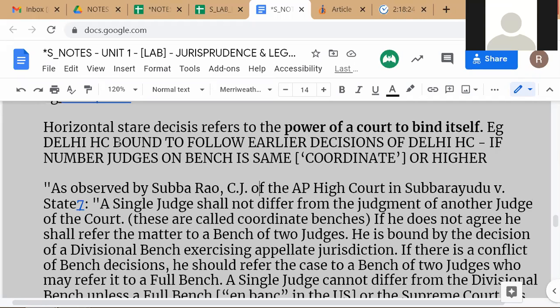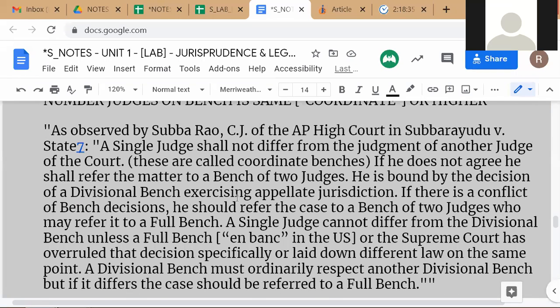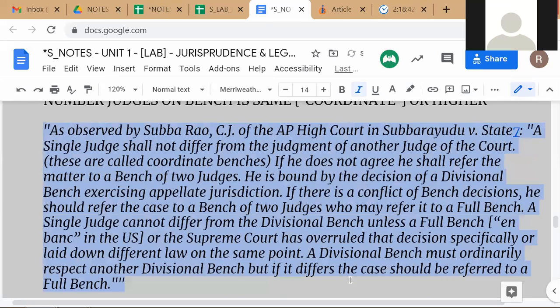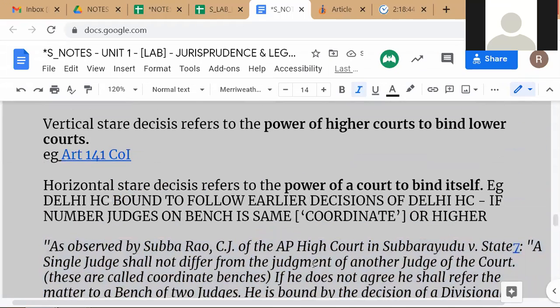Okay, so any bench further down the road in future years, which is three judges or lower, will have to follow that decision. If it's a higher strength bench, then they can overrule. So this part is written here. You can just go through it. There is a bit of a write-up on Subbarao as to the details of how it works. But this is basically it.